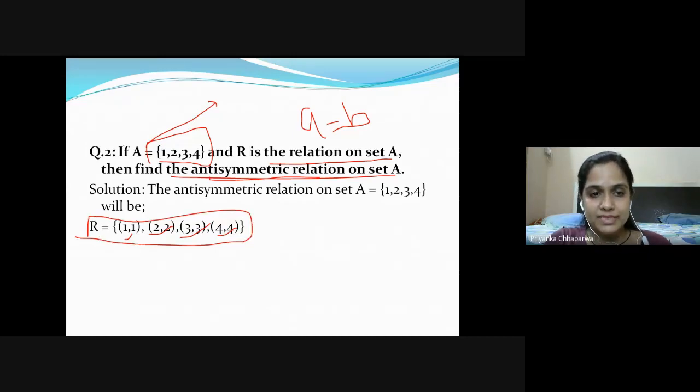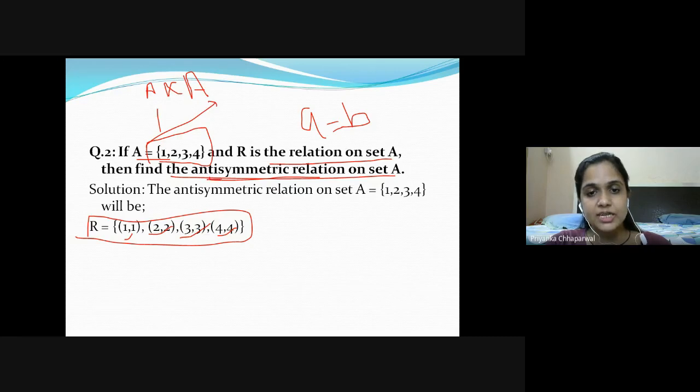You have a set A. So first of all, you just find A cross A, the Cartesian product. Then after finding this, what do you have to do? You have to find what is the condition.